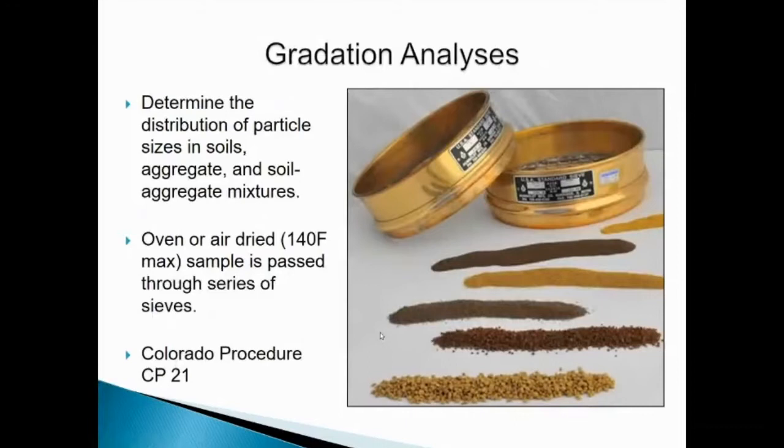So gradation analysis. This is a soil test that is used to determine the distribution of particle sizes in soils, aggregate, and soil aggregate mixtures. We basically oven or air dry a soil sample to 140 degrees Fahrenheit max, and then that sample is passed through a series of sieves with various sized openings. The material that's retained on each sieve is then weighed back to the original dry sample weight, and then from that data, we can construct what we call a grain size curve. The procedure is outlined in Colorado Procedure CP21.